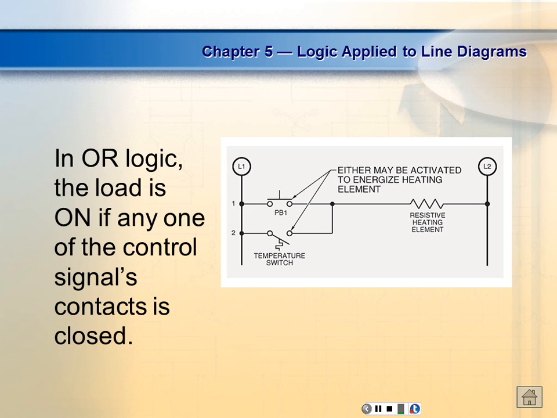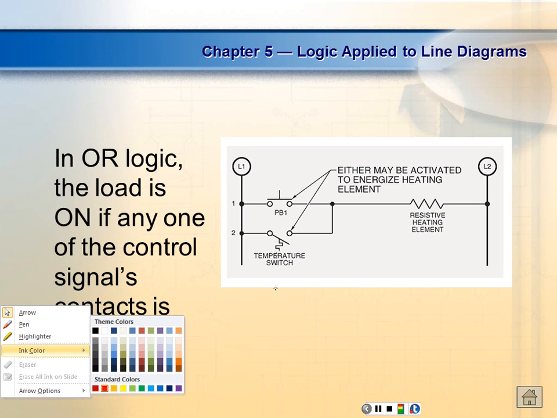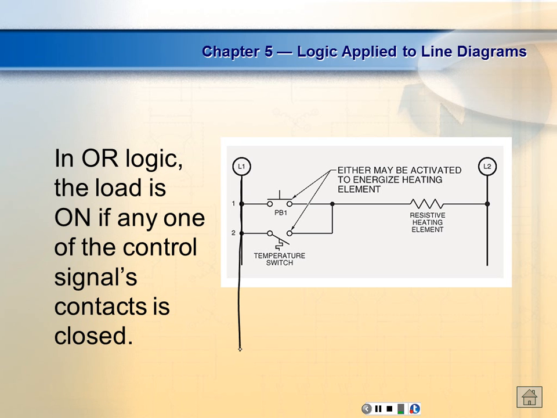Now notice here, I'm going to use the term any. In OR logic, the load is on if any one of the control device signal contacts is closed. Now don't get this into your head that if things are in parallel, it's OR, because that's going to screw you up. Okay, y'all understand? We have that happen all the time where people pick up on this connection and if they see devices hooked in parallel, they want to call it OR. So how many of these devices can I put?